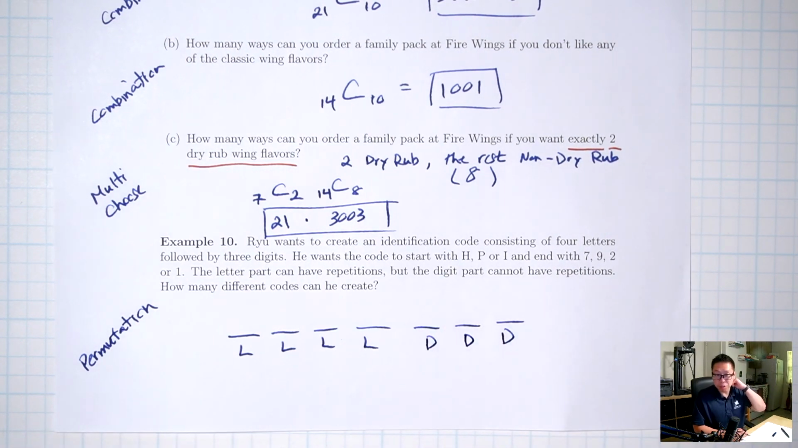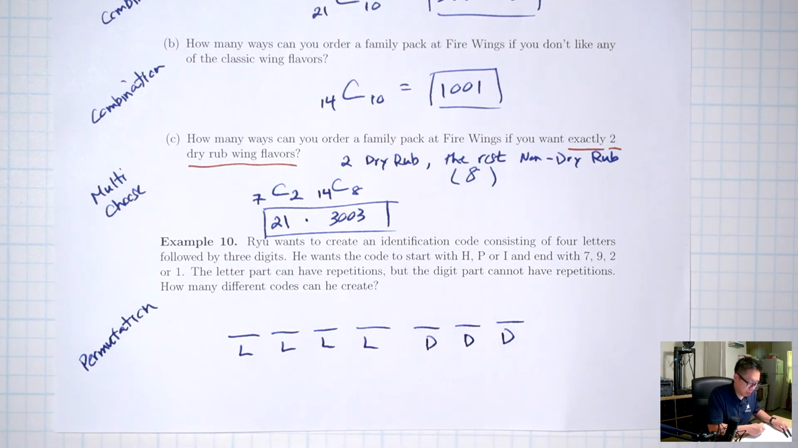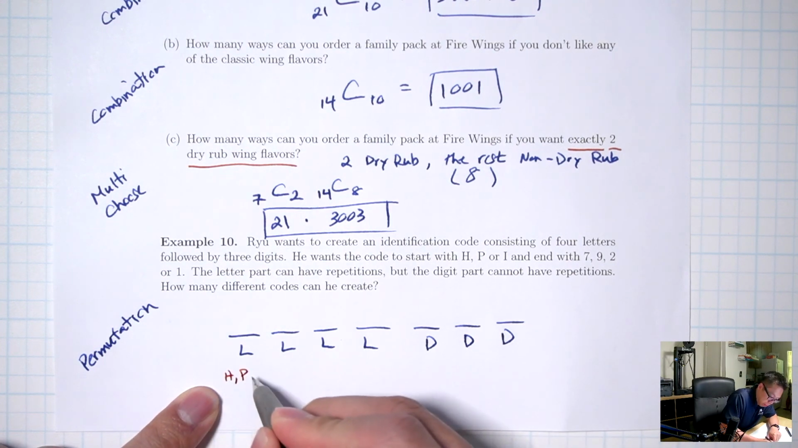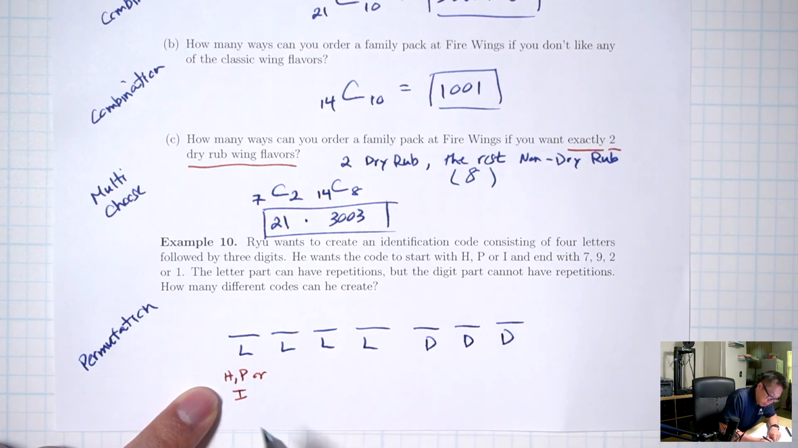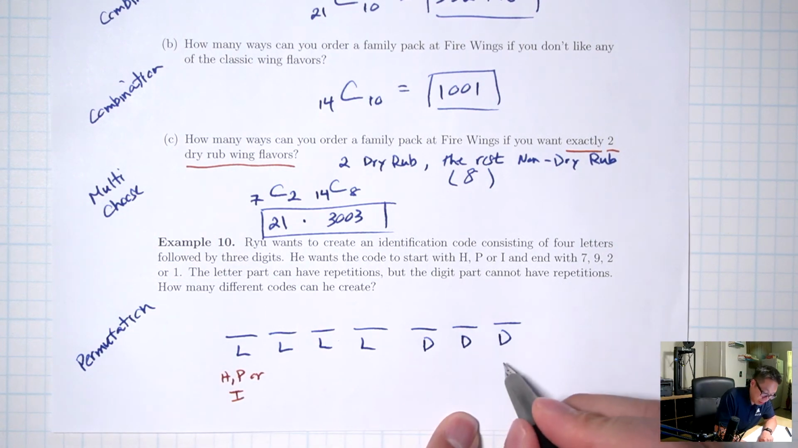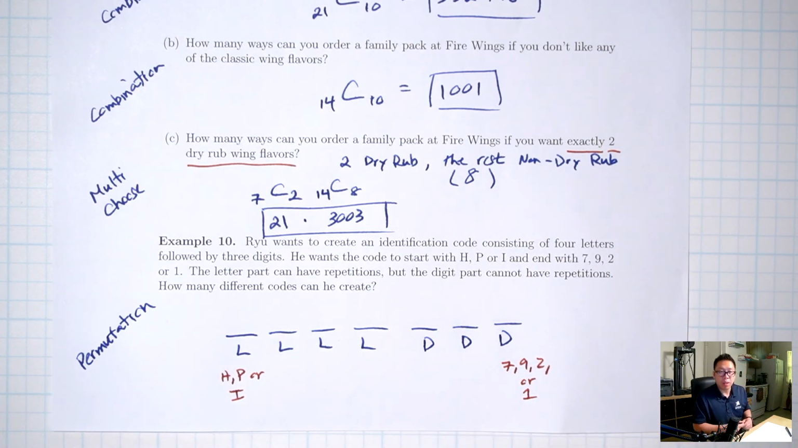And then I want some more stuff. He wants the code to start with H, P, or I. Okay, so he wants H, P, I here. And end with 7, 9, 2, or 1. So ends with 7, 9, 2, or 1. Okay. Go through, count how many options you have for each blank.